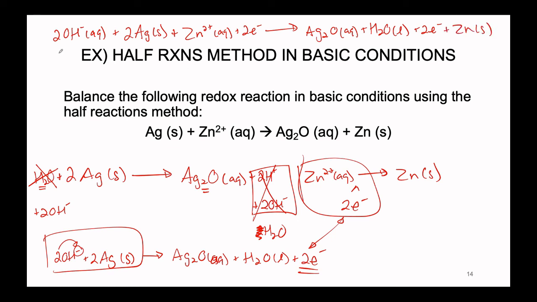And this is our overall balanced redox reaction in basic conditions. So we have the 2 hydroxides, which are now mediating this redox reaction between the silver and the zinc, as the silver is losing 2 electrons and it is the zinc that is gaining 2 electrons.